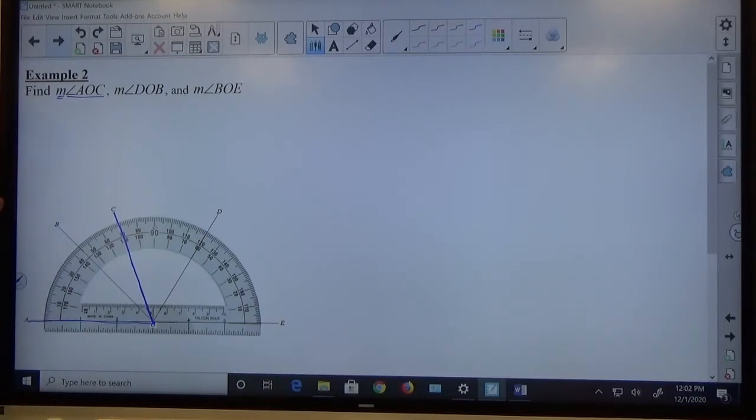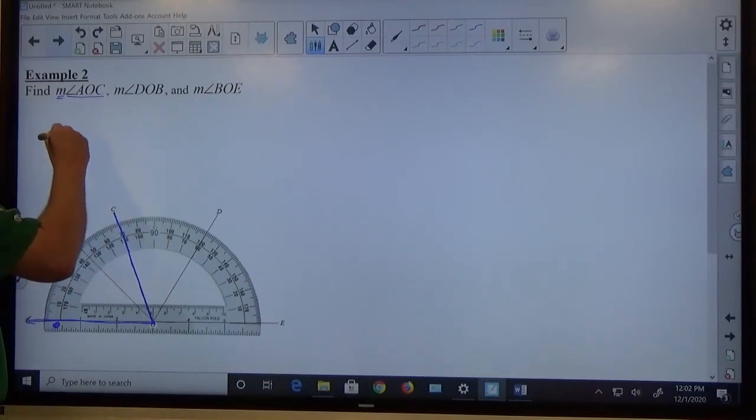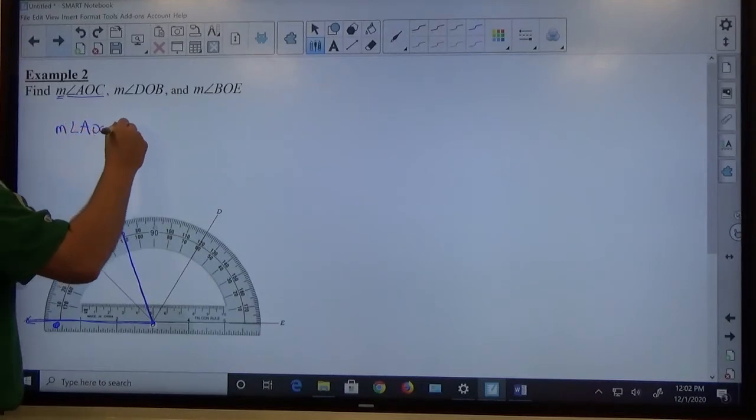All right? So what you need to look at here is, if I have the protractor, the 0 point is right here, and the one ray comes out this direction. I'm starting at 0 right here, not 180. So I'm using the smaller numbers, and I'm going this way around the protractor. I'm counting up 10, 20, 30, 40, 50, 60, 70, right? So the measure of angle AOC is 70 degrees.